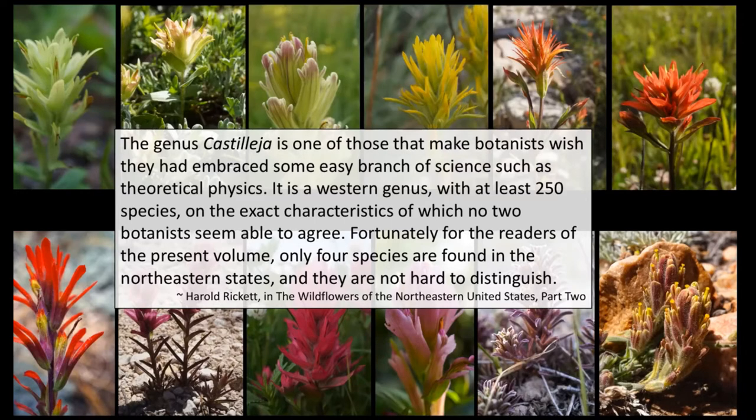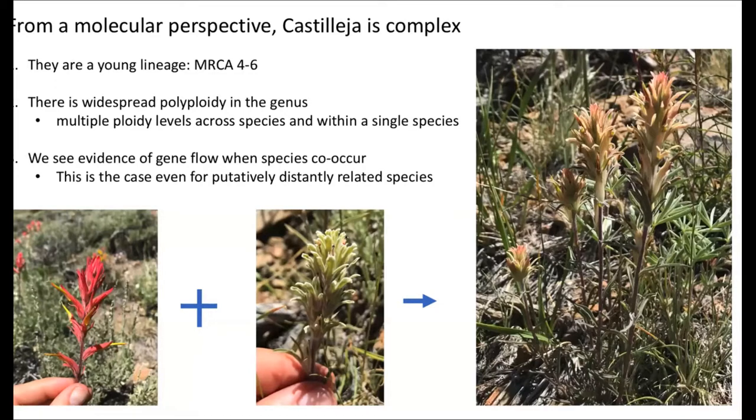So there have been a number of hypotheses about why taxonomy in Castilleja is so difficult. And many of them have to do with the molecular characteristics of Castilleja and its genome. From a molecular perspective, the genus is, of course, very complex. First of all, they're a really young lineage. We think that the common ancestor of Castilleja is about 4 to 6 million years old, which does sound pretty old, but really it's quite young. And probably much of the diversity has been generated in the last several hundred thousand years.